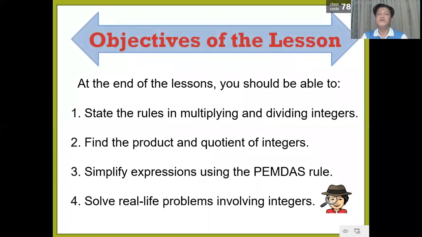With that, our objectives of the lesson. At the end of the lessons, you should be able to: 1. State the rules in multiplying and dividing integers. 2. Find the product and quotient of integers. 3. Simplify expressions using the PEMDAS rule. And last one, solve real-life problems involving integers. Ito po yung kailangan nyo matutunan or pa-master this week. Okay, so are you ready?